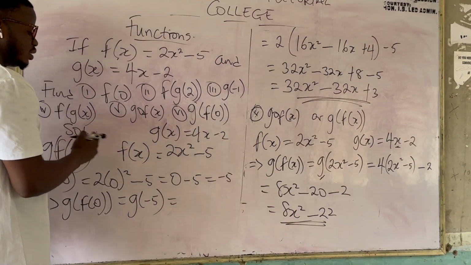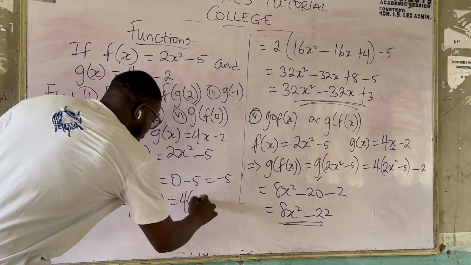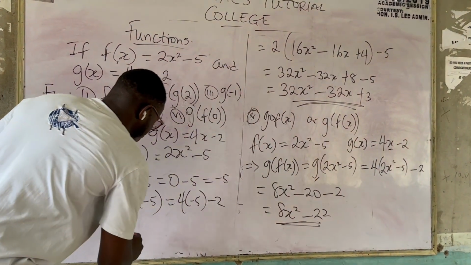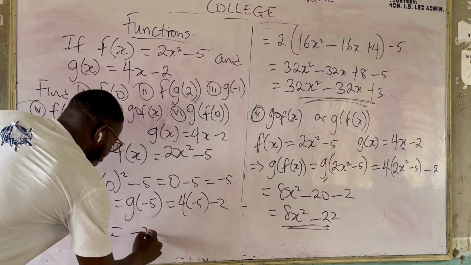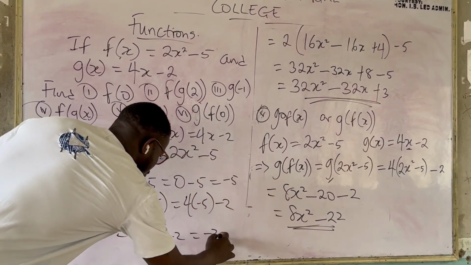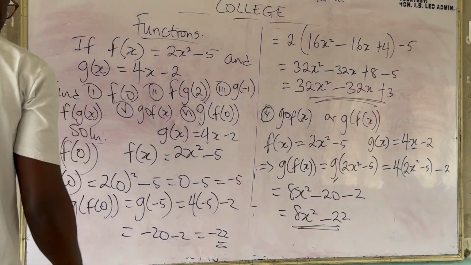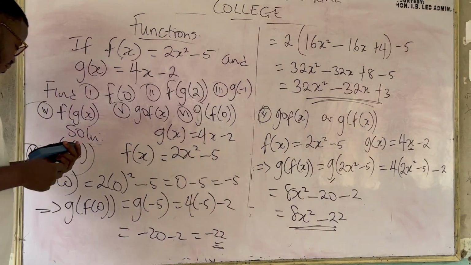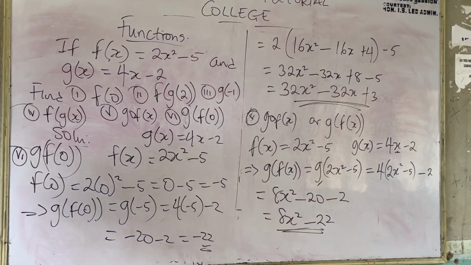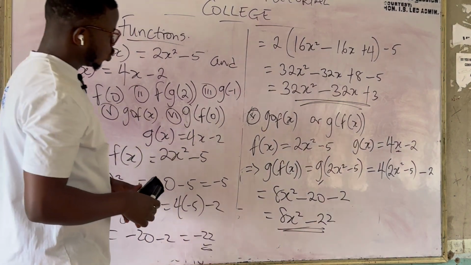So whenever we see x in g of x, we change it to minus 5. So that will be 4 times minus 5 minus 2. So 4 times minus 5, that's minus 20, minus 2, that's minus 22. So now the value of g f of 0 is equals to minus 22.